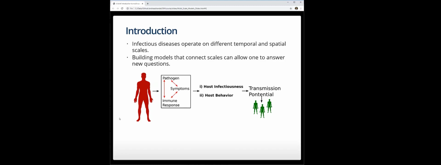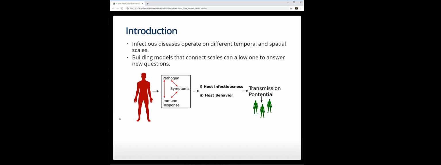So really you have these scales nested in each other, and when you try to look at more than one scale, that could be both spatial or also temporal, people tend to call it multi-scale models. The one I want to talk about briefly is linking these within host models that we discussed to the population level, sort of epi, infectious disease epi kind of models. And that, I would say, is the most active one. Though I've also seen other linkages.